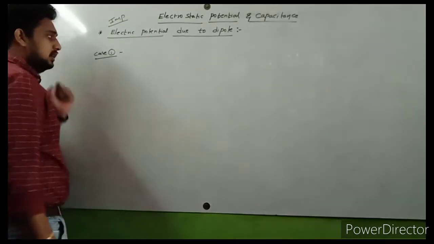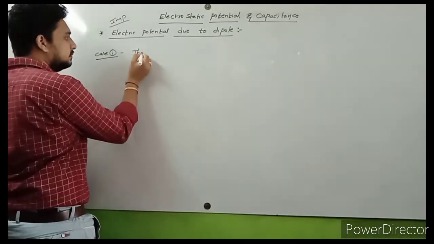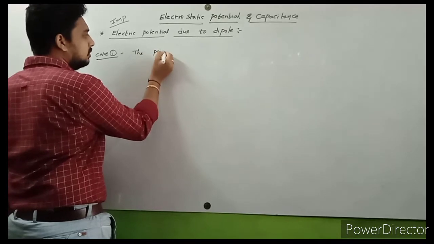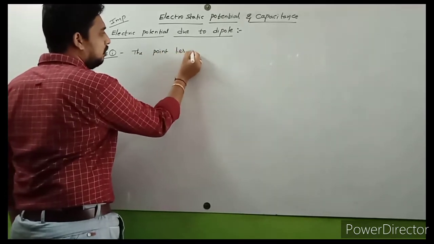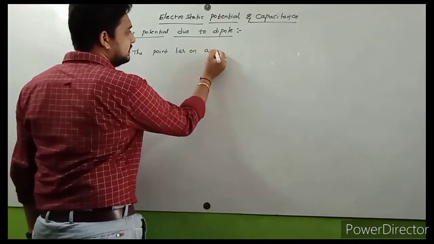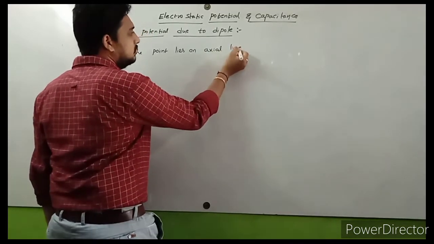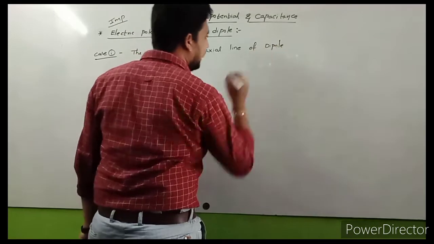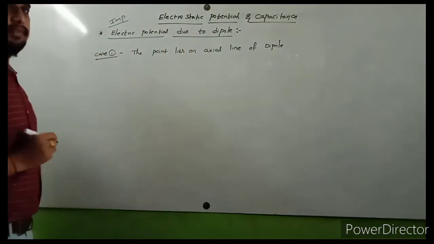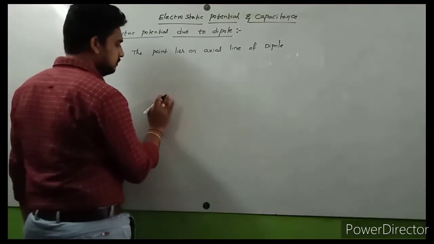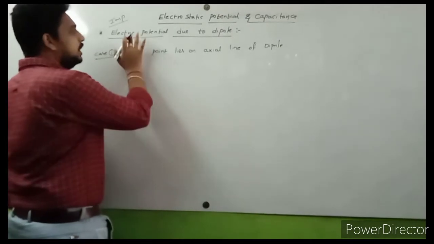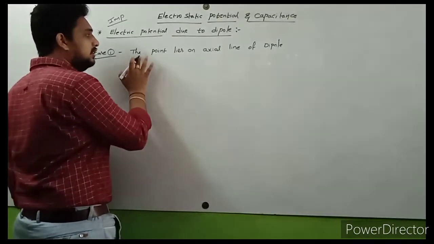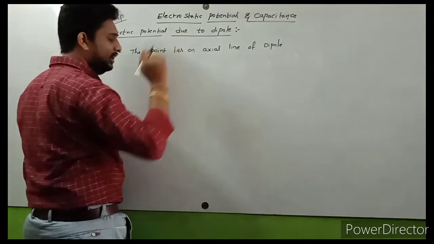So focus carefully. The point lies on the axial line of the dipole. So now we need to find the electric potential if the point lies on the axial line of the dipole.